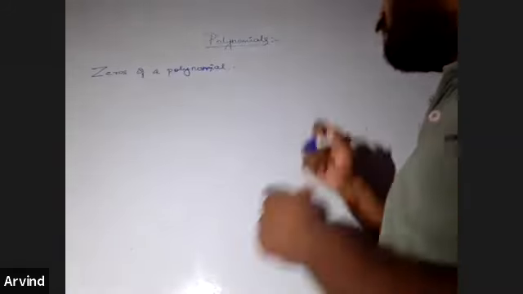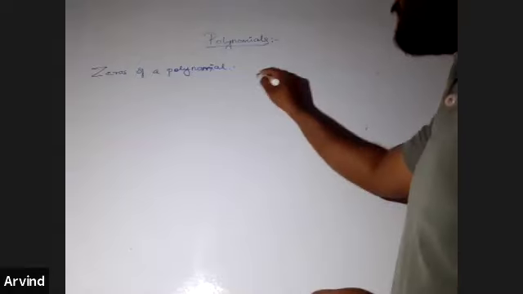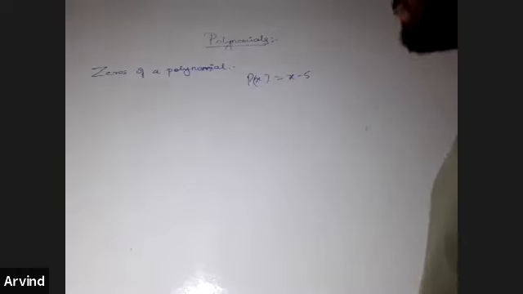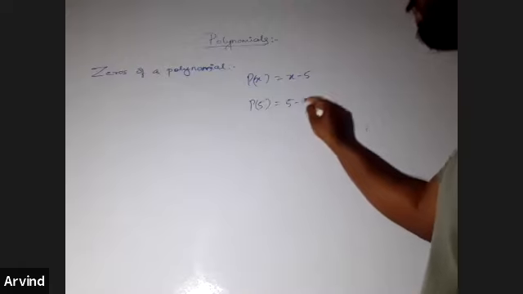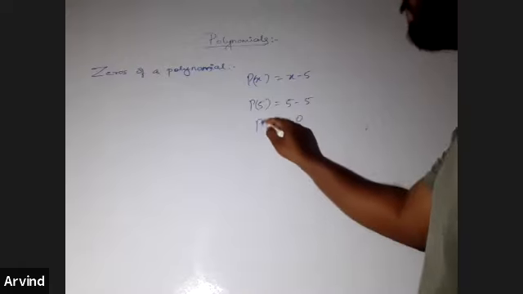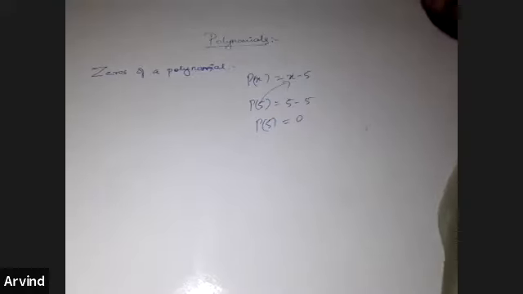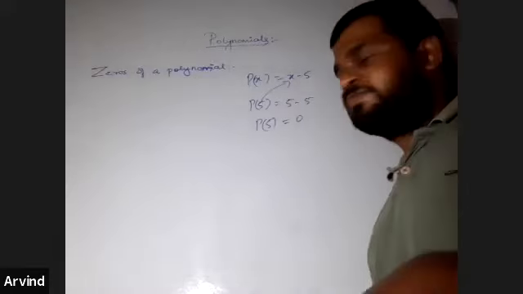For example, let's take a polynomial p of x is equal to x minus 5. Let's put 5 in place of x, wherever x is there. So 5 minus 5, what do we get? 0. So 5 is a zero of this polynomial, because when we put 5 in place of the variable, the final answer is 0.